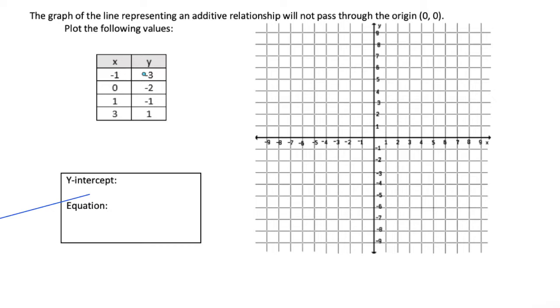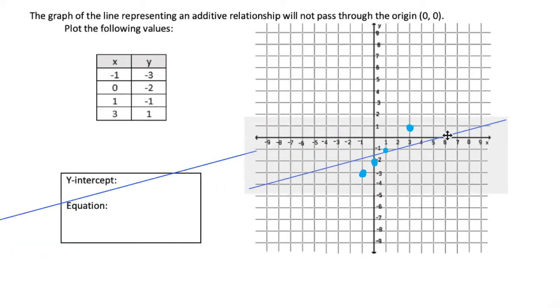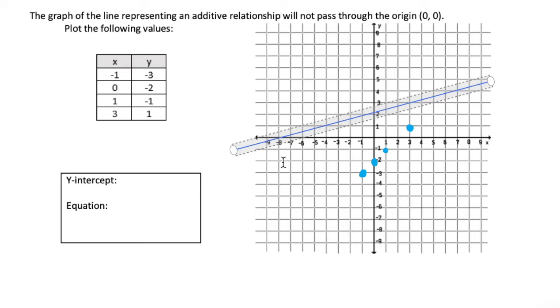So we have the point -1, -3. It's right here, and then we have 0, -2, 1, -1, and 3, 1. So those are all the points that they give us. And then what you want to do is take your ruler and connect those points to show what that line looks like. So you can carefully pick up your ruler, connect your points, and then that way we can figure out what our slope is and what our y-intercept is of this line.